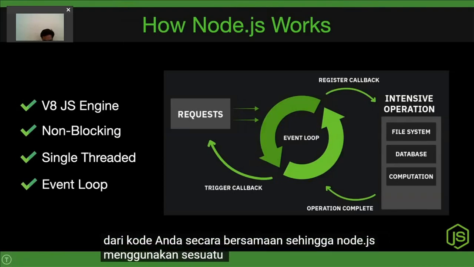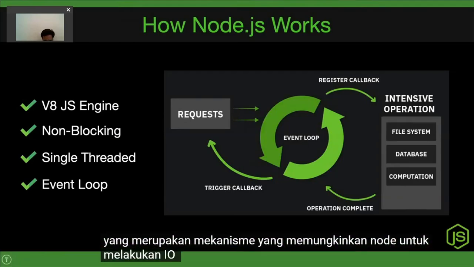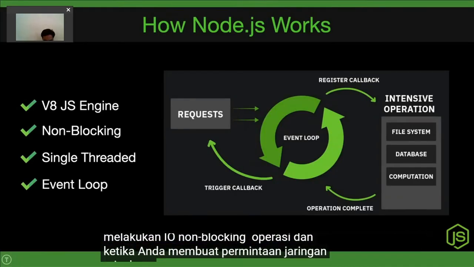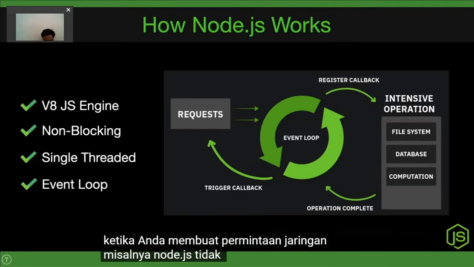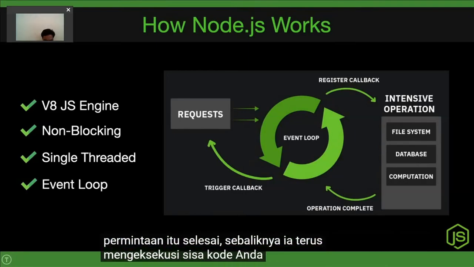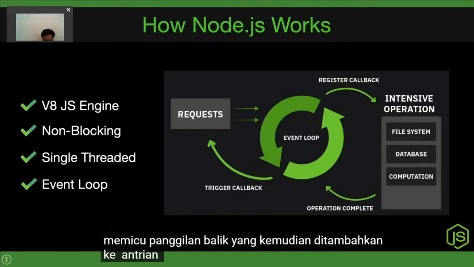So Node.js uses something called the event loop, which is a mechanism that allows Node to perform non-blocking I/O operations. And when you make a network request, for example, Node.js doesn't wait for that request to complete. Instead, it continues to execute the rest of your code. And when that request does complete, it triggers a callback, which is then added to the event queue.